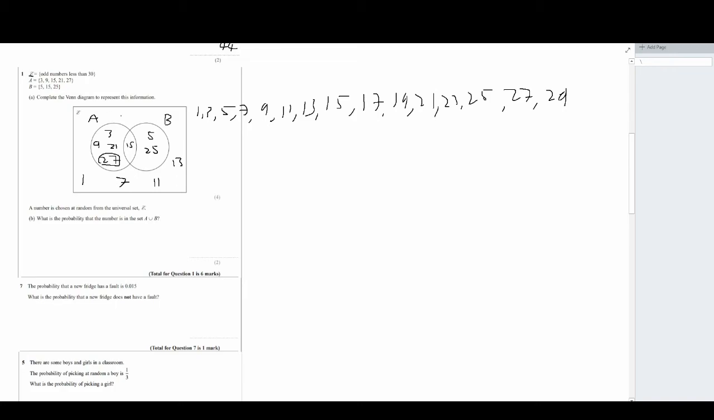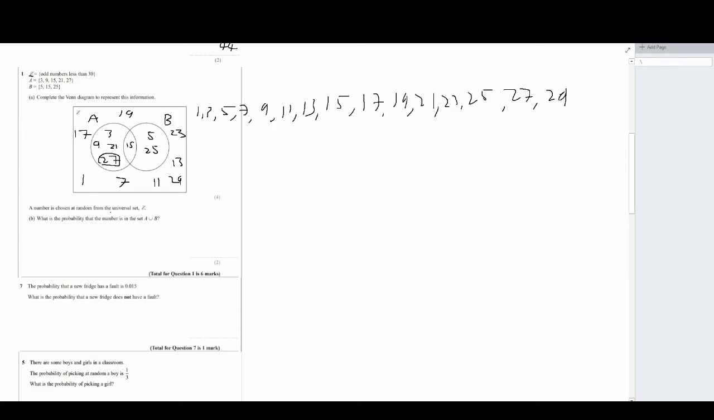15, there is. 17, there isn't. 19, there isn't. I'm running out of space there actually. 21, there is. 23, there isn't. 25, there is. 27, there is. 29, there is not. And that's how you get your whole 4 marks. That's the complete set, because this satisfies everything we've told you. In the sample space, there are all the odd numbers less than 30. In A, there are these numbers, 3, 9, 15, 21, 27. And in B, there are those numbers, 5, 15, and 25.